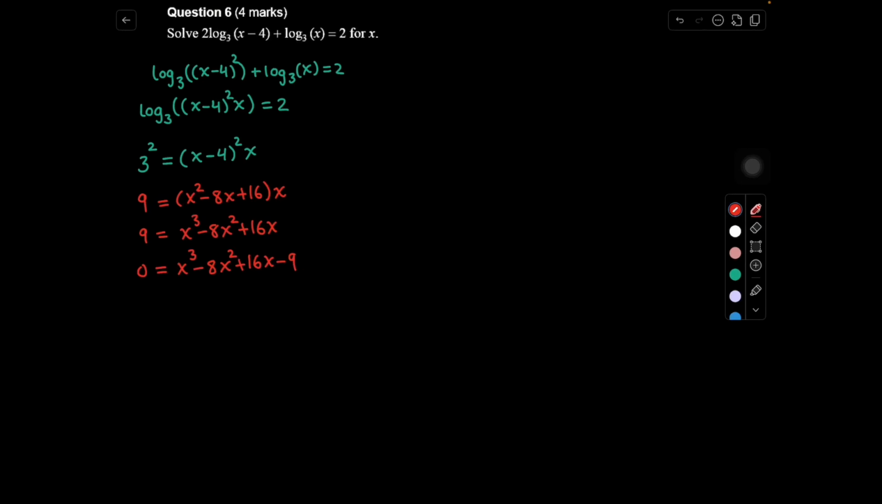With cubics, we need to guess one of the solutions first. So the easiest is to guess x equals 1. When we sub that in, if it gives us 0, then x minus 1 is a factor. So when we sub in x equals 1, we get 1 cubed minus 8 times 1 plus 16 times 1 minus 9. 1 minus 8 is negative 7 plus 16 minus 9. And this all equals 0. Perfect. So x minus 1 is a factor.